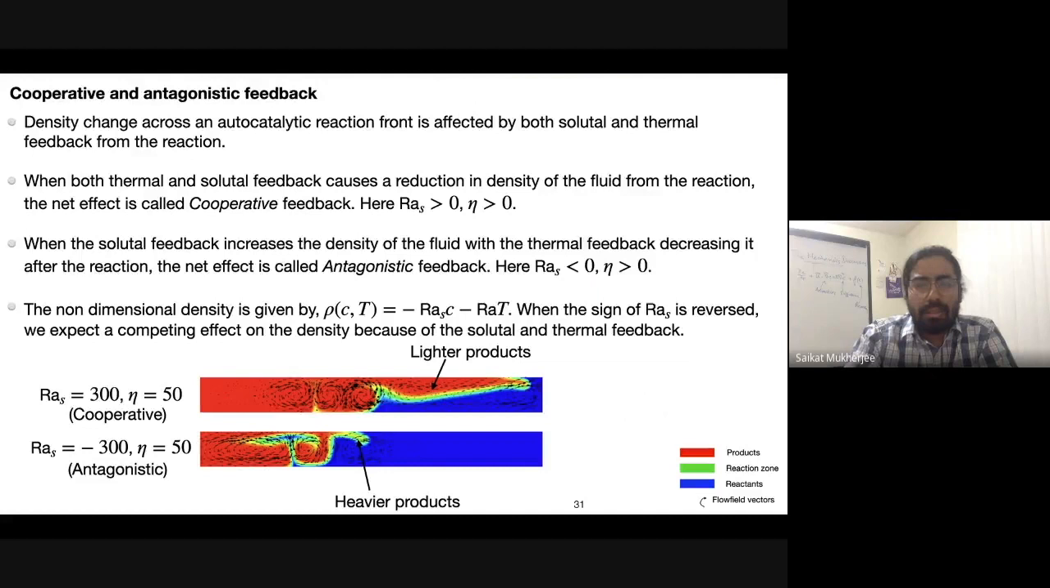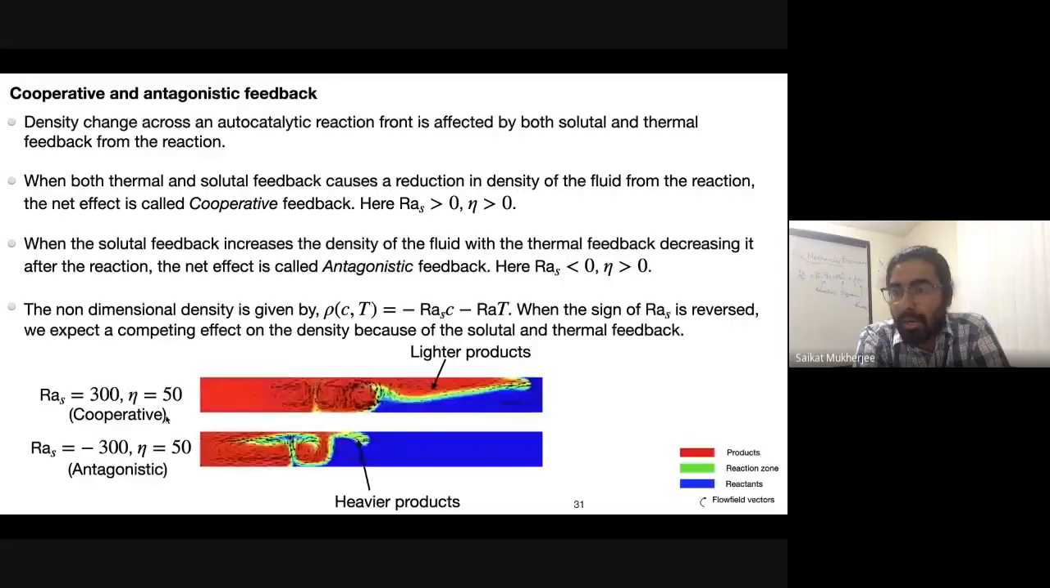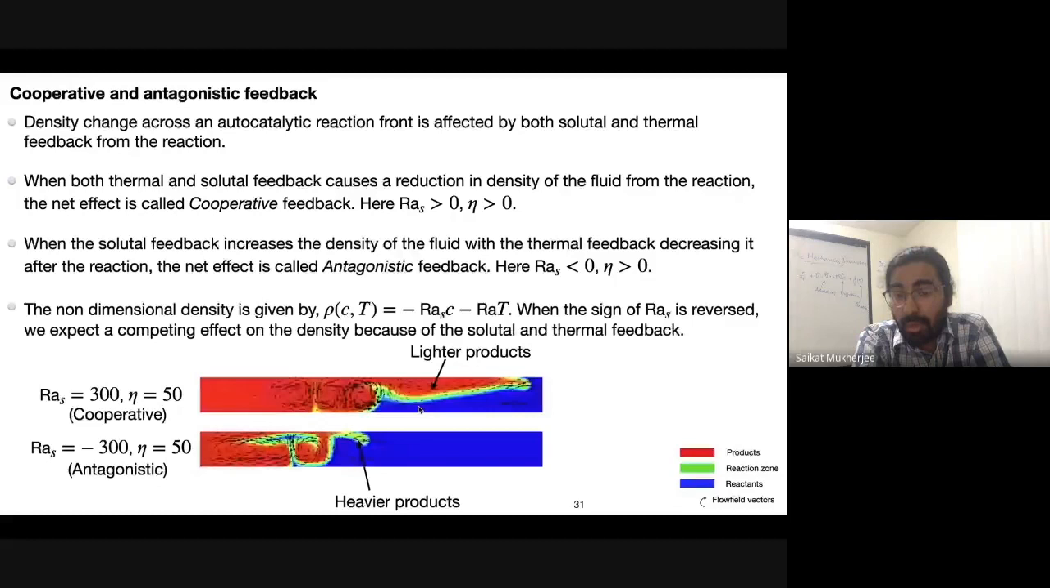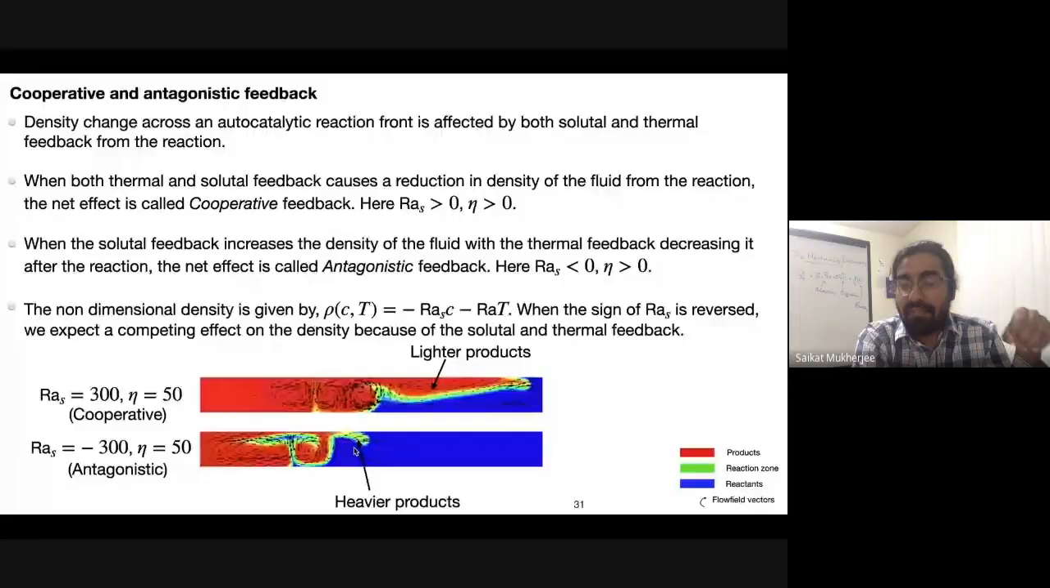We can also study cooperative and antagonistic feedback. Basically, thermal and solutal feedback can occur together, and they can give rise to two scenarios. You can either have cooperative feedback, where your products are lighter than your reactants and the reaction is exothermic, so both the thermal and solutal feedback want to reduce the density of the fluid. Whereas in the antagonistic scenario, your products are heavier than the reactants and the reaction is still exothermic, so there is a competing influence. The reaction wants to reduce the density of the fluid, whereas the heavier products, the solutal feedback, want to increase it. This terminology of cooperative and antagonistic was also used by Anne De Wit in her paper.